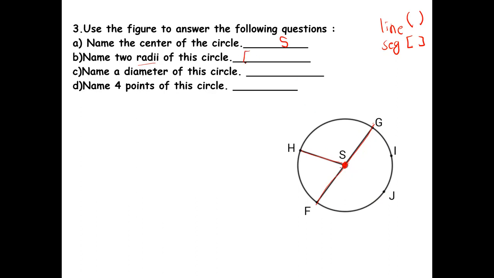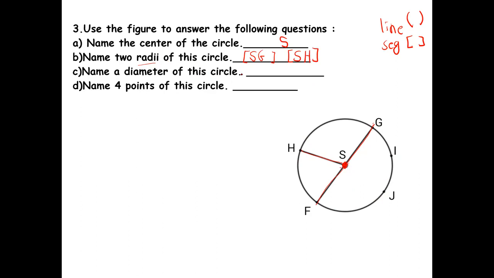So I will put these two brackets because we know that the radius is a segment. So we know where it starts, we know where it ends. So it's a segment, so it has to be closed like this. So I will choose SG and SH. You can choose SF, you can choose SI or SJ. All of them are correct.